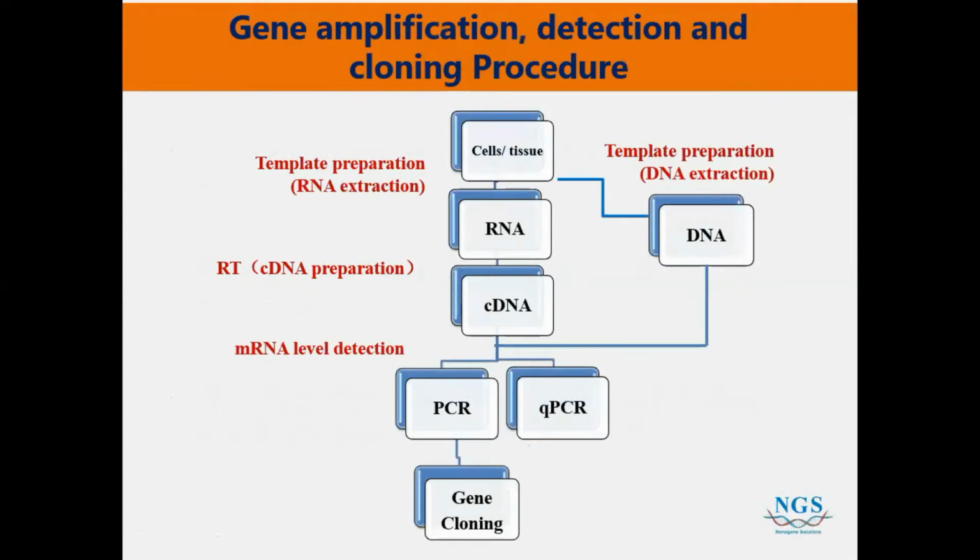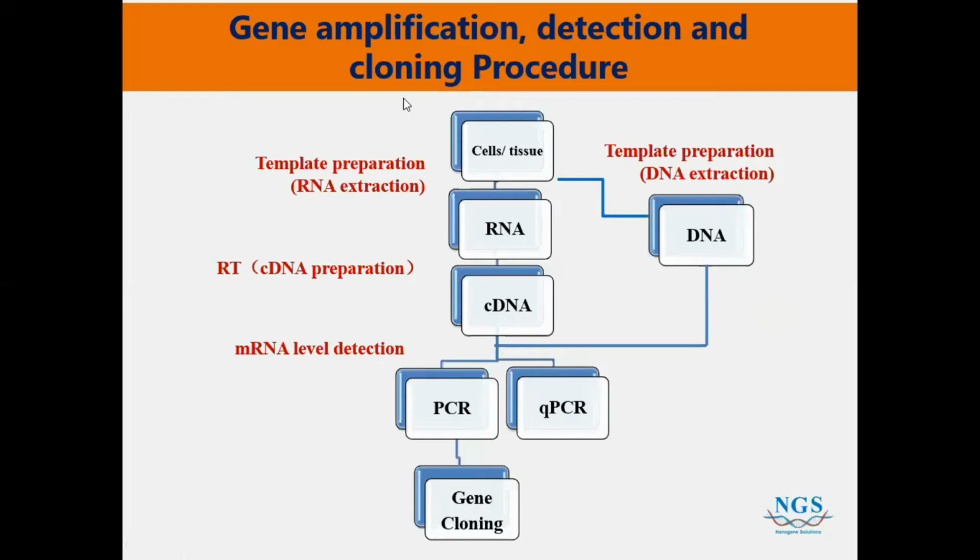Okay, so we start with this simple flowchart. If you are dealing with DNA, you have to start with DNA extraction. Then you can straight away proceed to detection level. You can either do normal PCR, gel-based PCR, or qPCR. Okay, and after you do gel-based PCR, you can proceed to gene cloning.